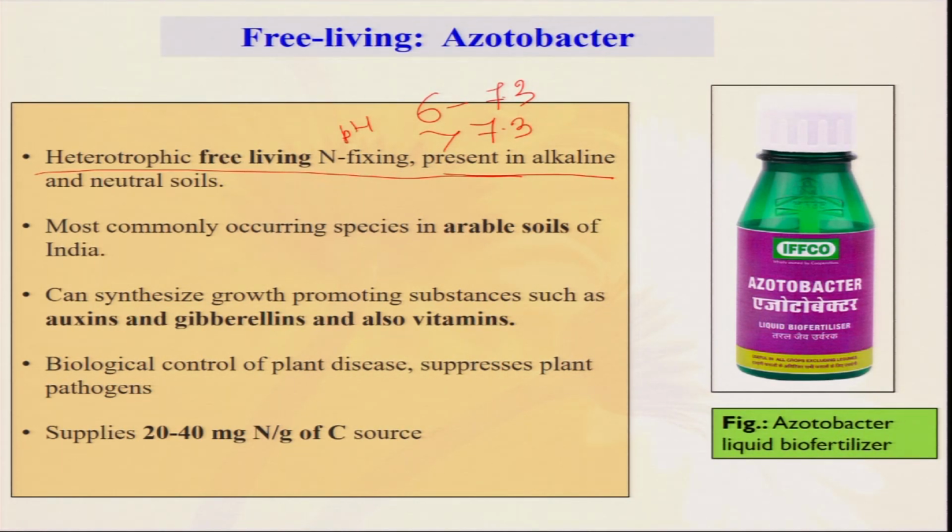They do not work very well in acidic soil. Similarly, they also supply 20 to 40 milligram of nitrogen for 1 single gram of carbon. So they are also very efficient, and these are nowadays commercialized. IFFCO, the Indian Farmers Fertiliser Cooperative, is producing Azotobacter and selling it in the market. It is easily available, and in organic farming we are always advocating our farmers to use this type of biofertilizer in their fields.